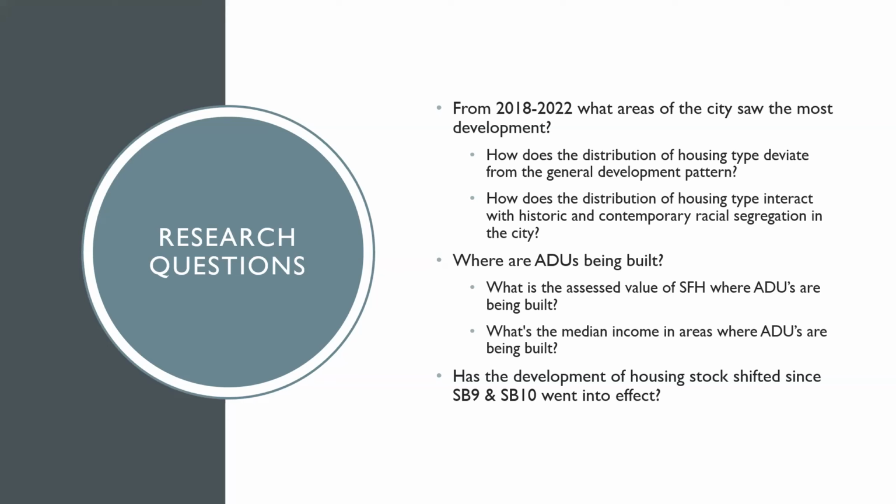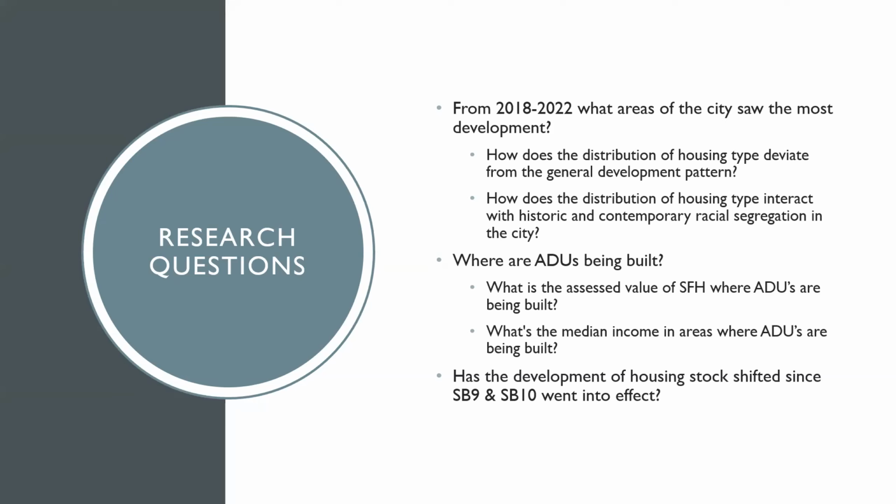As part of this question, I'm also interested in understanding how the distribution of housing types deviate from the general development pattern. Specifically, I am interested in understanding if certain types of housing, meaning single family, ADU, duplex, or apartments, are being concentrated in one specific area. Also, I'm interested in knowing where affordable versus market rate housing is being developed.